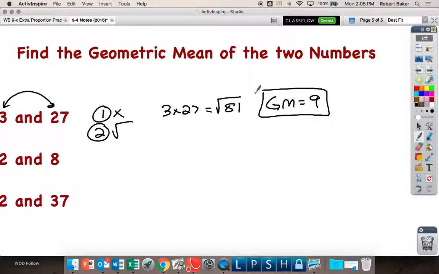There's two questions on your test like that. Yes, sir. So these are going to be the questions? Literally. It's like questions 15 and 16 that says find the geometric mean between the two numbers. And it looks just like this.